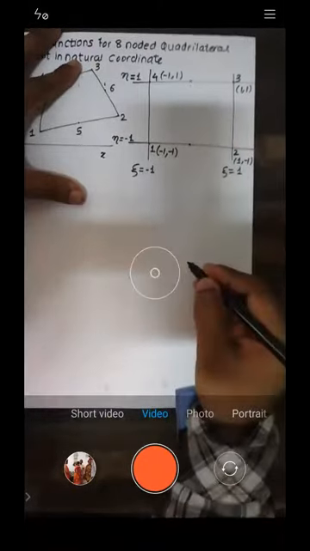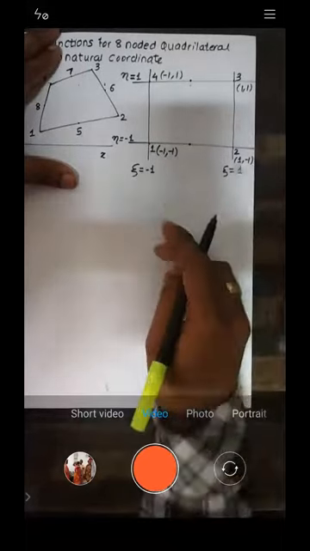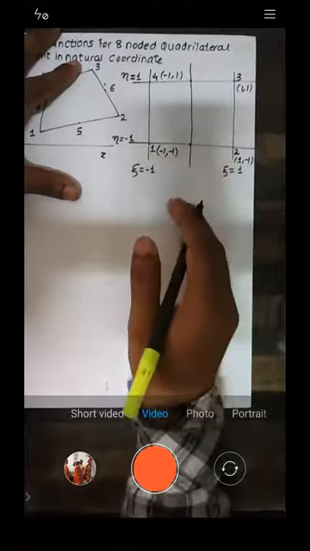See, this is 4-noded. Now I need to make it 8-noded. So what I will do, I need to have some node here and some node here, right? So these become 5 and 7. So I am going to draw one line. When I draw this line, obviously I will get one node here and one node there. Can you tell me what is the equation of this particular line?